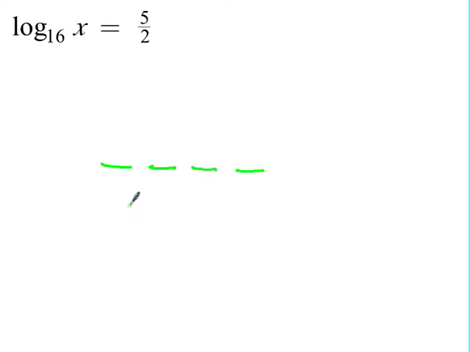All right, what's my first number here? 16. What's my next number? The square root of 16 is 4. And the answer is 1024, because it comes out to be 4 to the 5th power. So your answer is 1024.